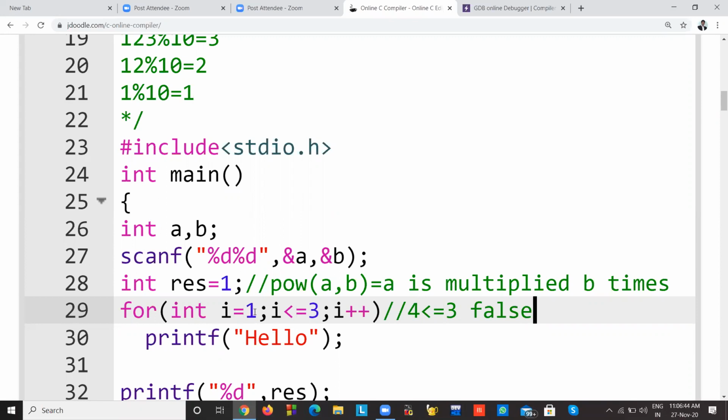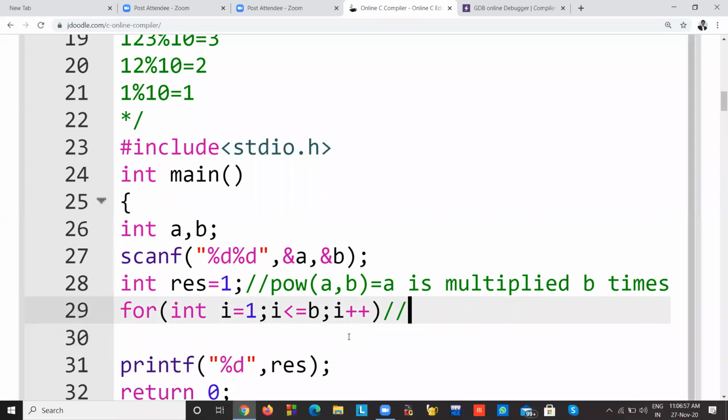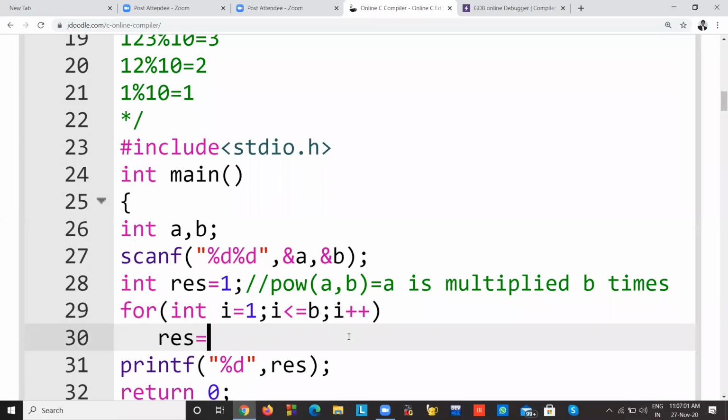So now the question is: a power b means a is multiplied b times. That means I want to repeat the loop b times. So i less than or equal to b is my statement of interest here. In order to multiply a b times, a is multiplied with itself. We must multiply a with itself, b times.